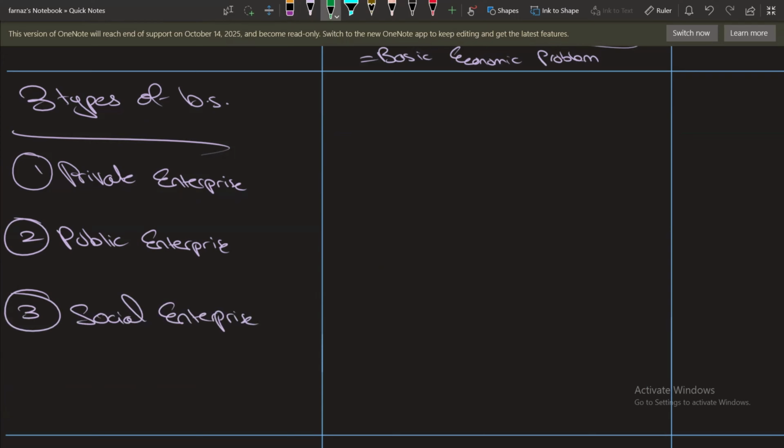Let's see one by one. What do I mean by this? First of all, private enterprise. To understand the concept and to memorize the concept and definition, I'm going to give you the easiest way. Just ask yourself two questions. Who owns it? What's the aim? These are the two questions that you should ask yourself. Who owns it? What's the aim? Okay? When you answer this, your definition of private, of public, is completed, and you are going to score full marks.